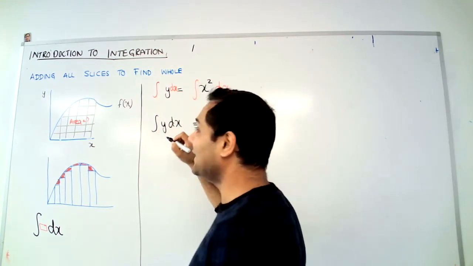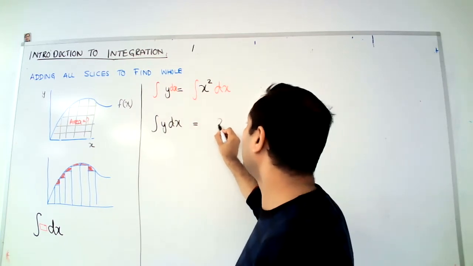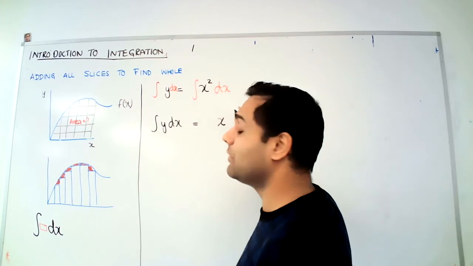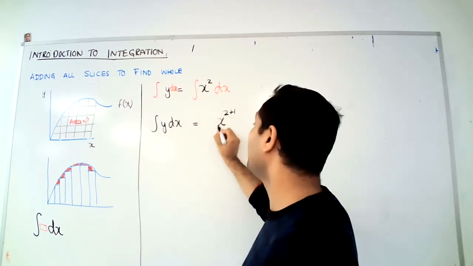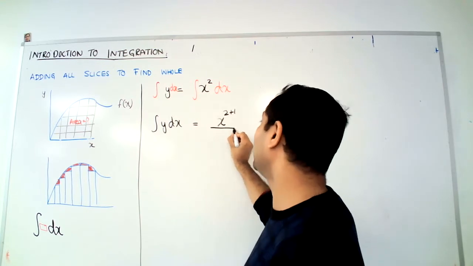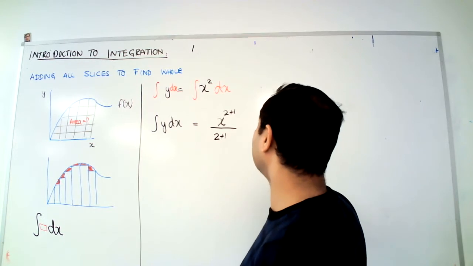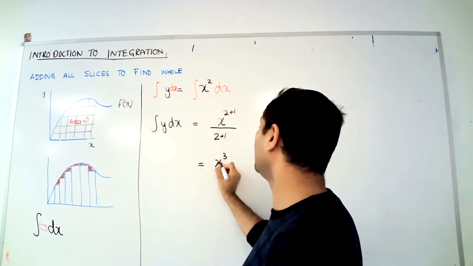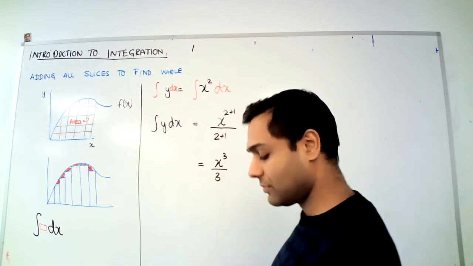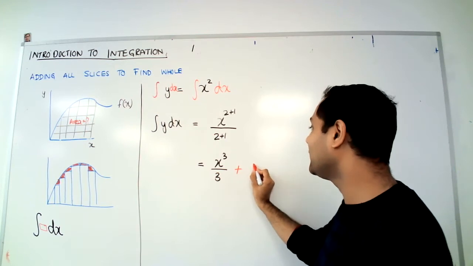The way we do integration is we write it down and add the power. In differentiation, we reduce the power; here we add 1 to the power. In differentiation, we multiply; now we divide. So that will become x cubed over 3. Now there's another thing that appears. A constant of integration will appear.